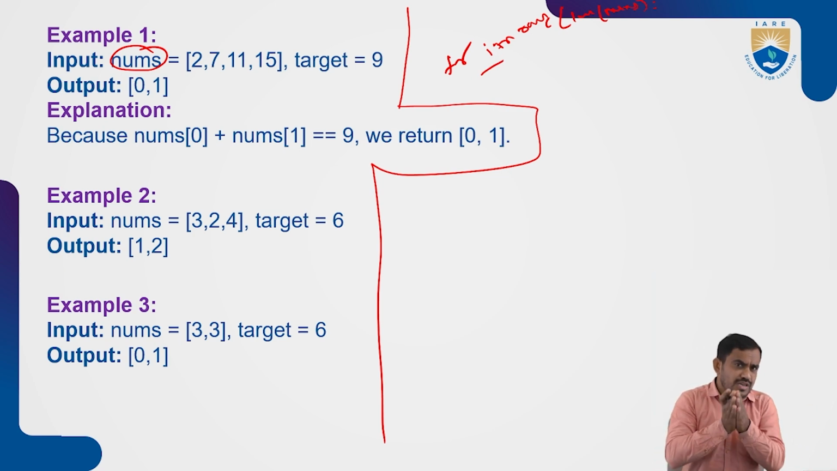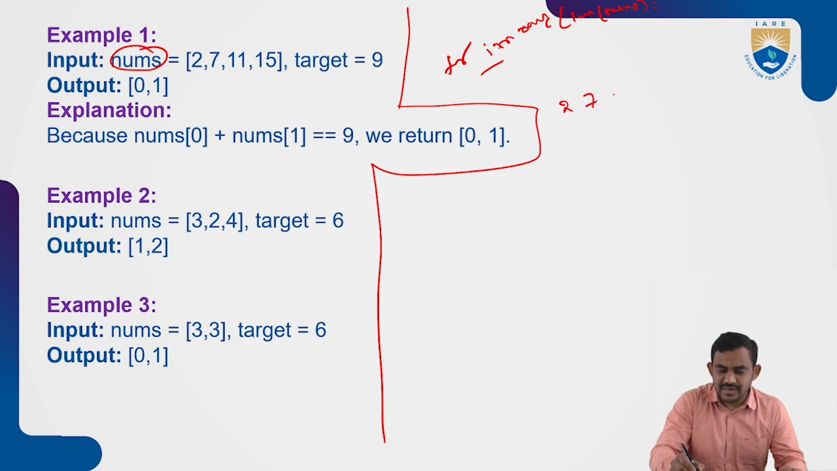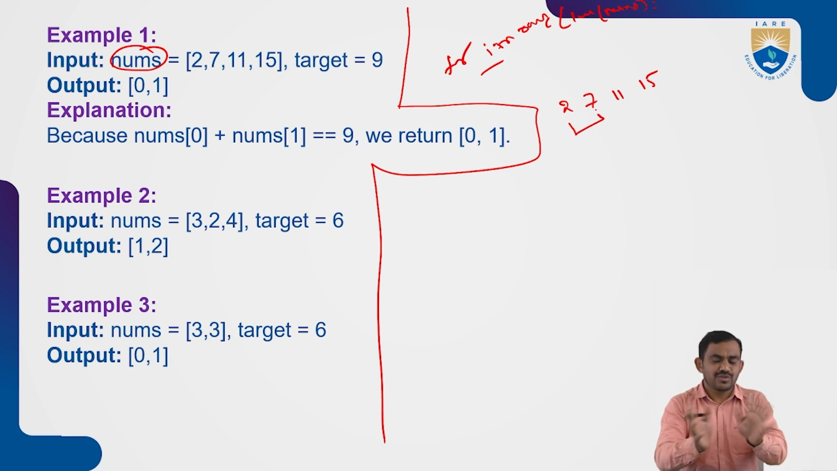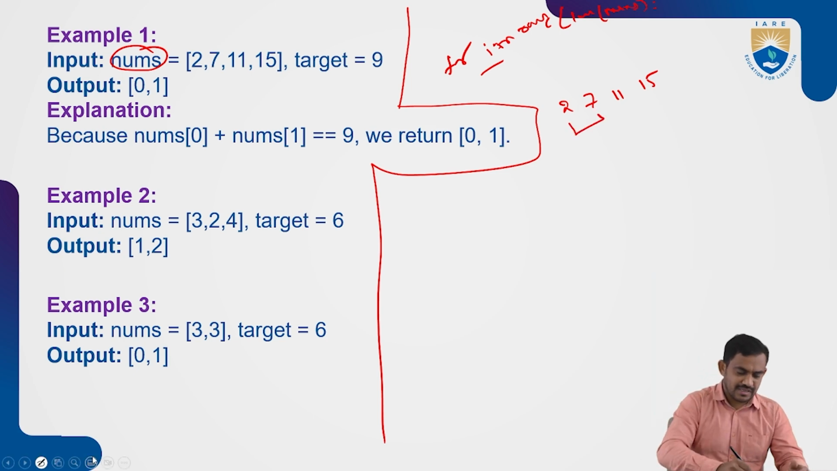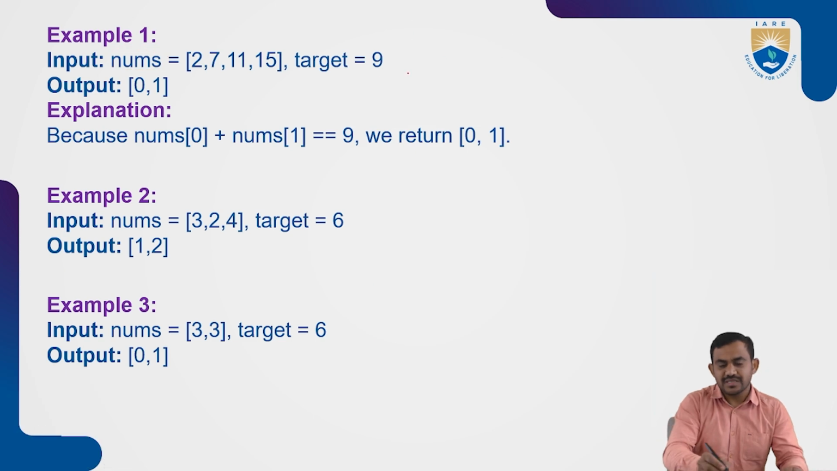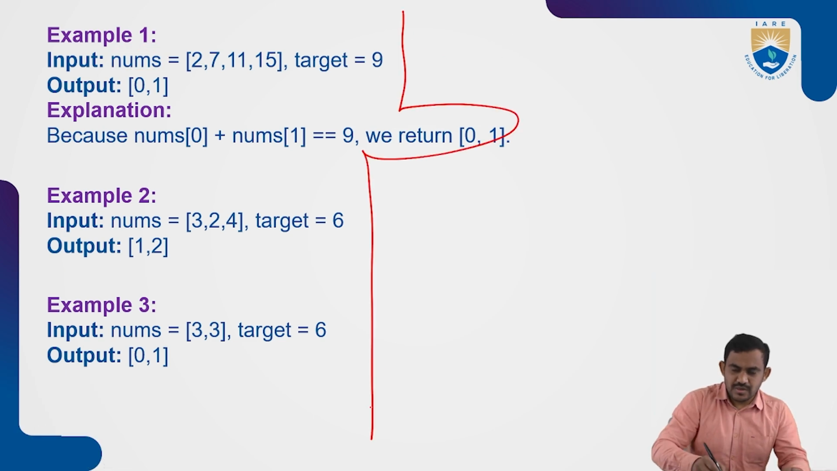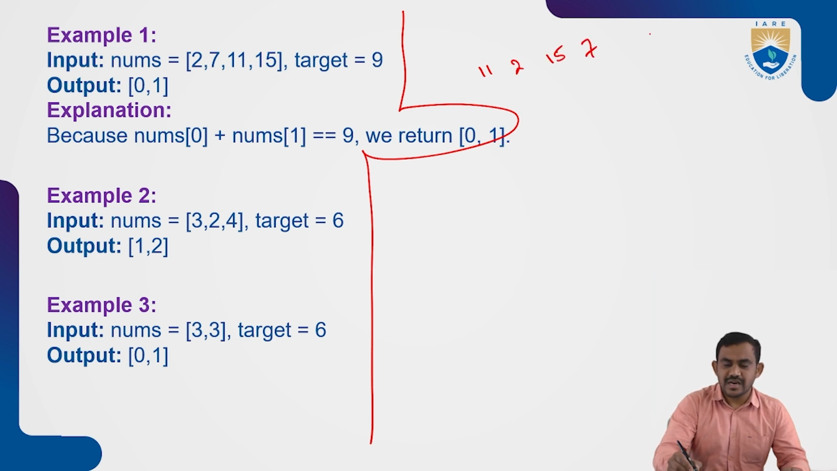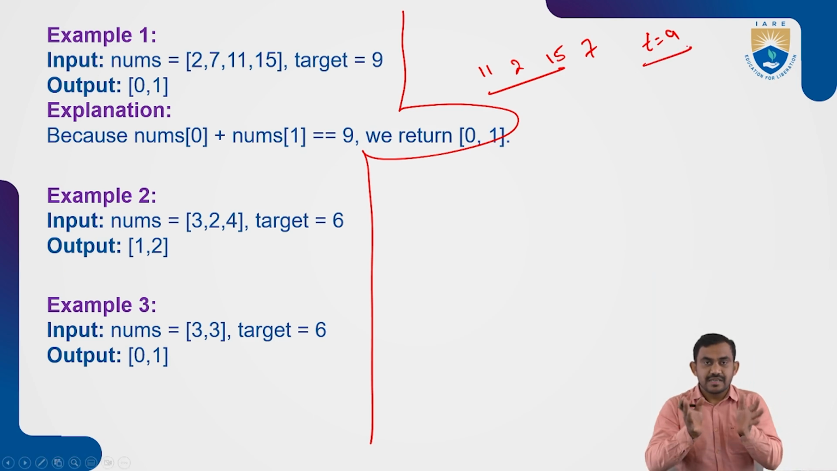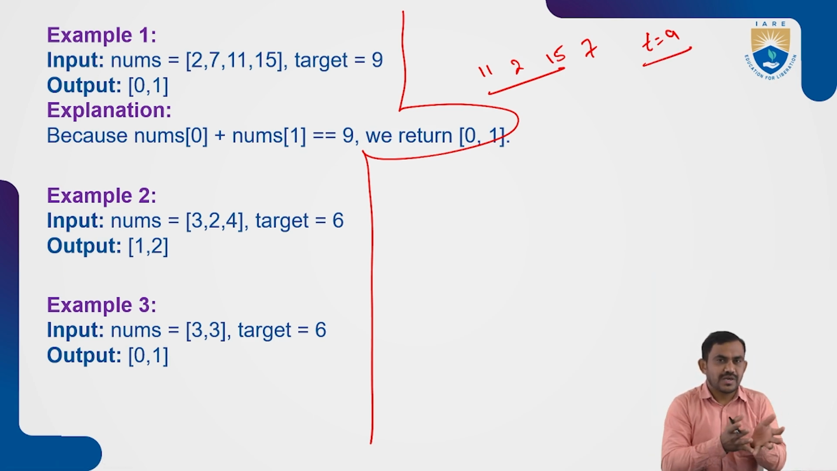So coming to analyze, suppose they give 2, 7, 11 and 15. Now coming to 2 plus 7. So starting itself, no, I want to change. Suppose I want to change the numbers. Otherwise, suppose my numbers are 11, 2, 15, 7, same target equal to 9. So these are my numbers and this is my target.